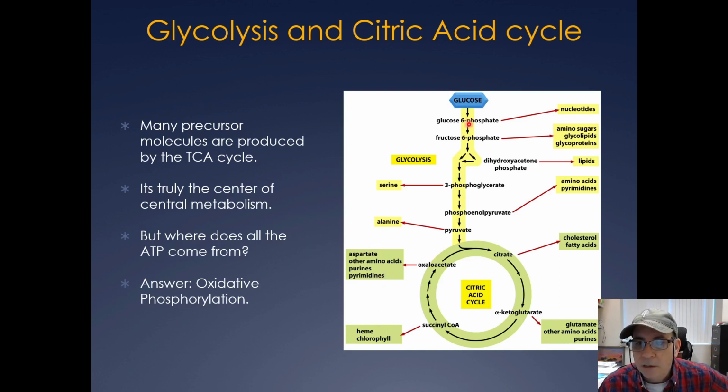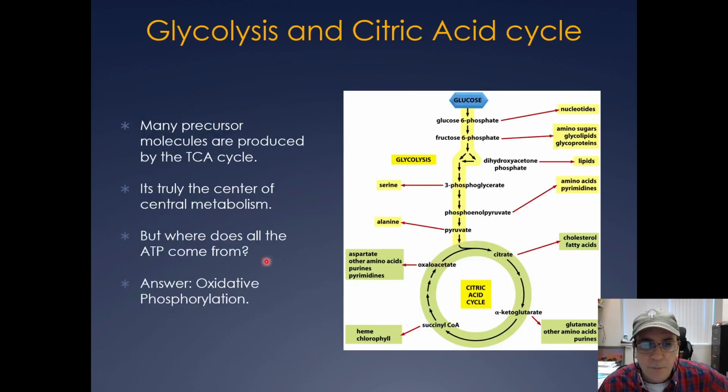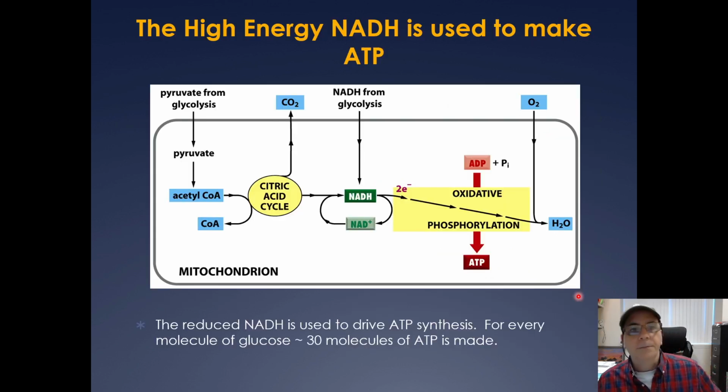And so in this process, you're really only releasing 2 net ATPs in glycolysis, right? And then the majority of the citric acid cycle is just producing the reduced NADH, okay? And so the question then comes, where does all the ATP come from? Okay, if this is central to producing ATP, where does it all come from if it's mainly producing reduced NADH? And the answer is oxidative phosphorylation.